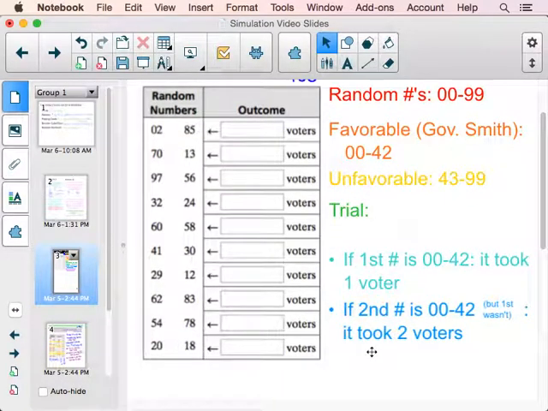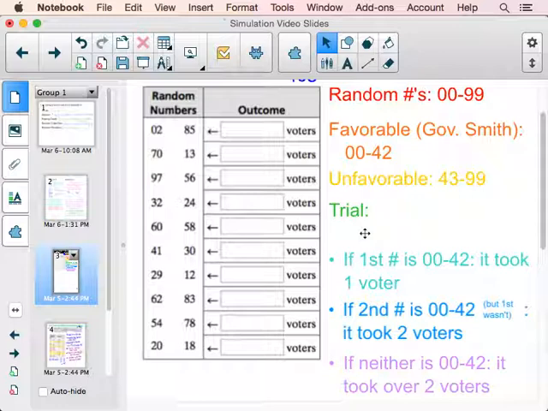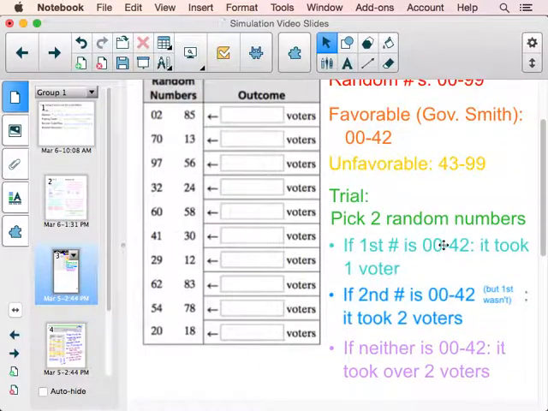If we don't get a voter for Governor Smith on the first number or the second number, then that means it's going to take over 2 voters, and those are the ones that we're going to want to count. So for our trial, we only have to pick 2 random numbers. If the first one's between 00 and 42, it only took 1 voter. If the second one is between 00 and 42, but the first wasn't, it took 2 voters. If neither one of them is between, then it took more than 2 voters.